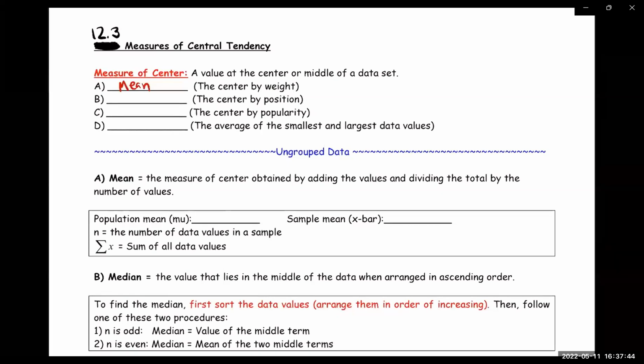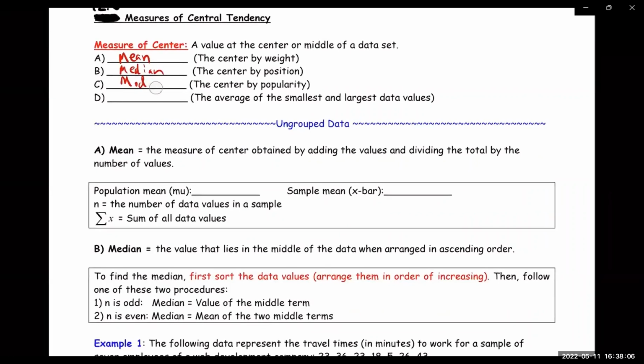All right, median, yes. Now we got the next one, which says center by popularity. That's going to be mode. So that's like the most popular one is called mode. And then the last one says the average of the smallest and the largest value. That's called the mid-range. So there's actually four measures of central tendency.